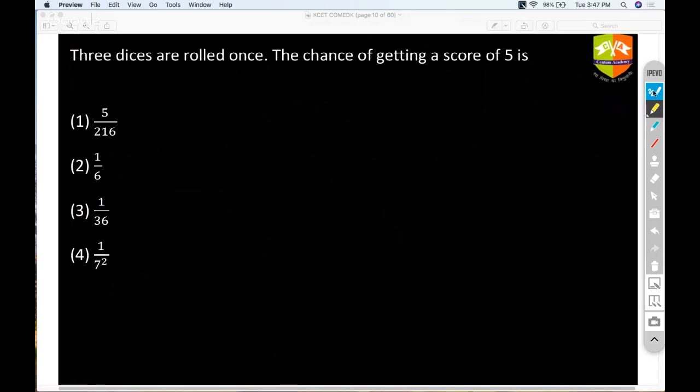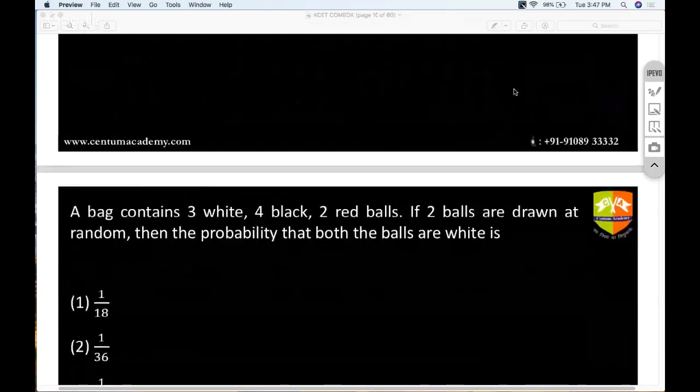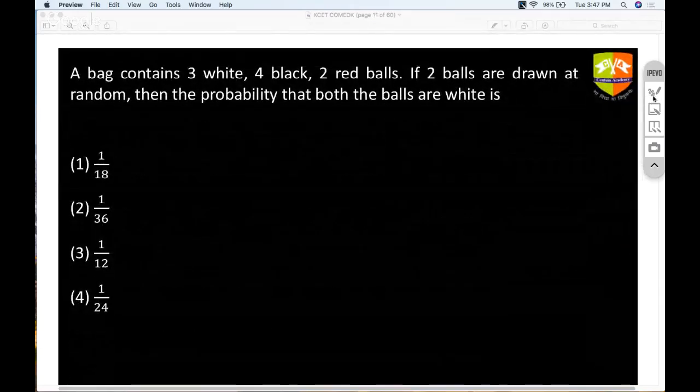Let's move on to the 11th question for the day. Again, a question from probability. I think back to back we have got questions from probability. A bag contains 3 white, 4 black, 2 red. If 2 balls are drawn at random, find the probability that both the balls are white. This is just a 5-second question.